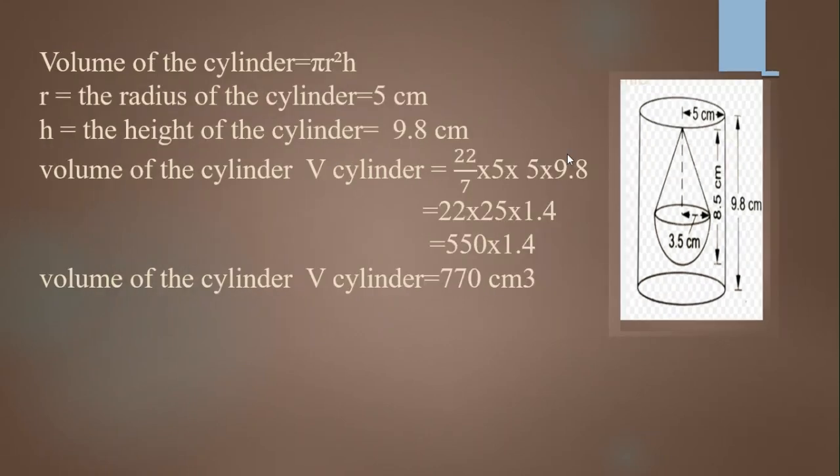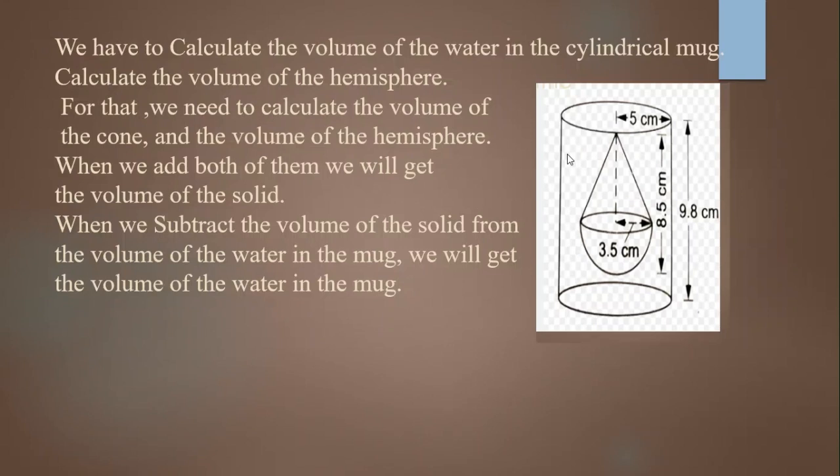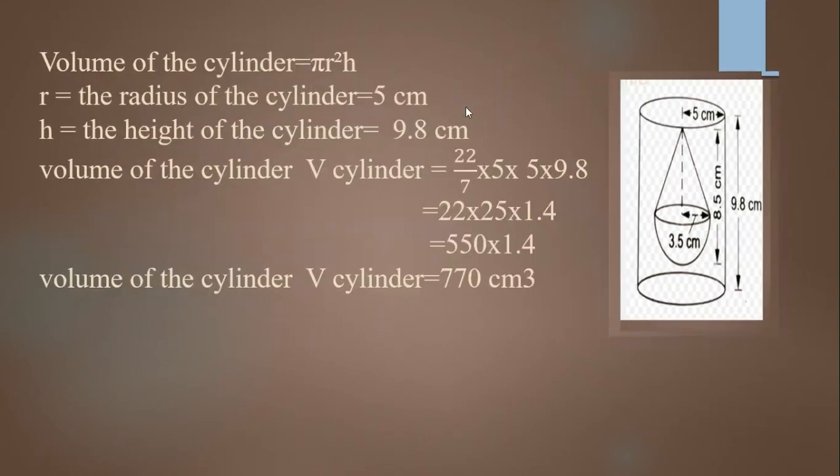Now, as we have concluded, we need to find the volumes of the cone, the hemisphere, and the cylinder. We are doing them stepwise. First, we are finding the volume of the cylinder. What is the formula for the volume of the cylinder? Pi r square h, where r is the radius of the base of the cylinder and h is the height of the cylinder. The radius of the cylinder is 5 centimeters, and the height of the cylinder is 9.8 centimeters.